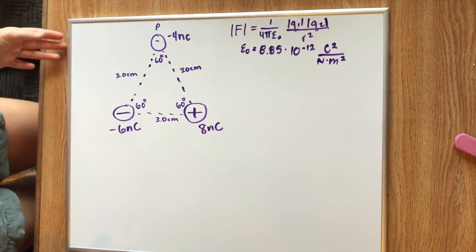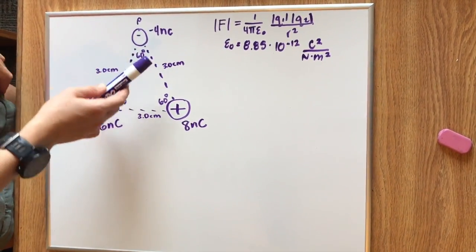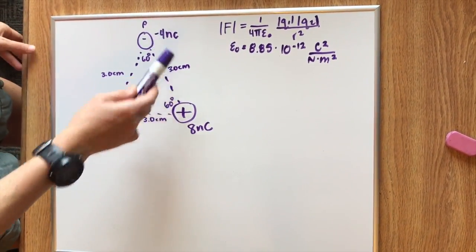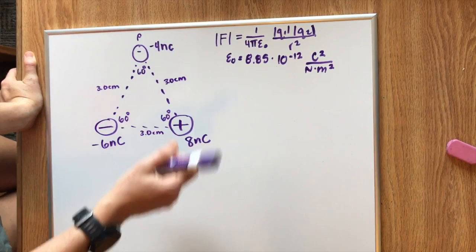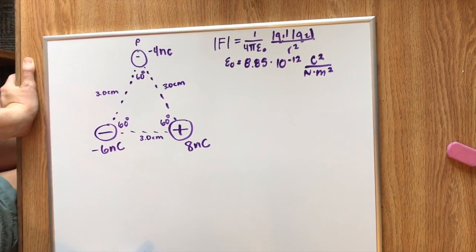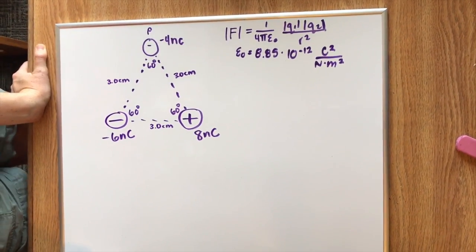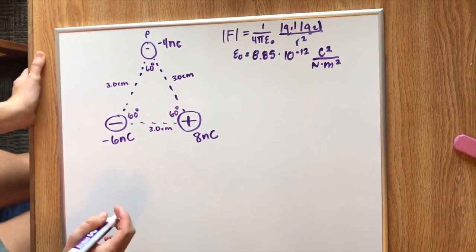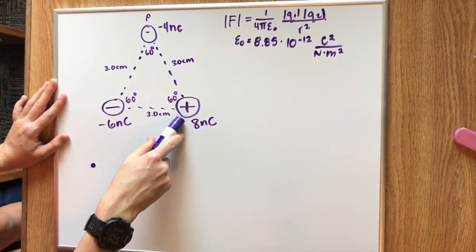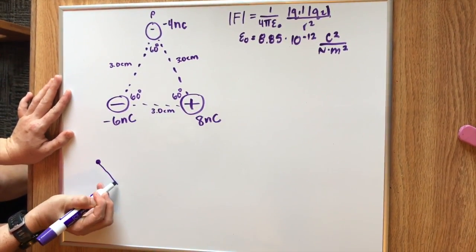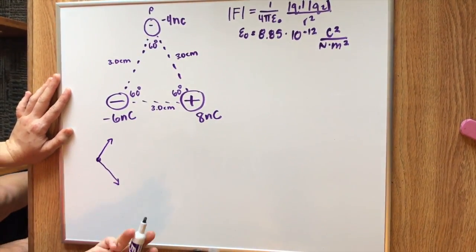Okay, so for the second part of this problem, we're finding the force on point P, given that it is a -4 nanocoulomb charge. And so this is the equation we used for force, 1 over 4 pi epsilon naught times Q1 Q2 over r squared, using the constant epsilon naught equals 8.85 times 10 to the -12th coulomb squared per newton meter squared. So at point P, you know that the force from this is an attractive force towards it, and the force from this is a repulsive force away from it. So the vectors will look roughly like this.